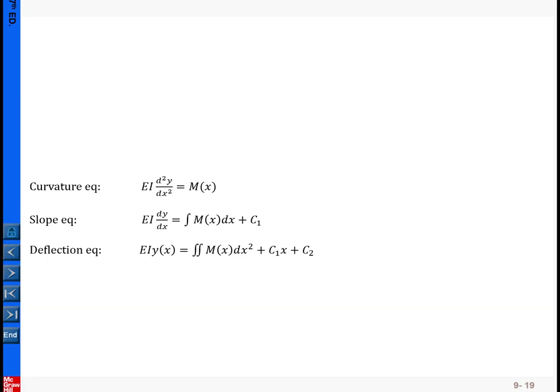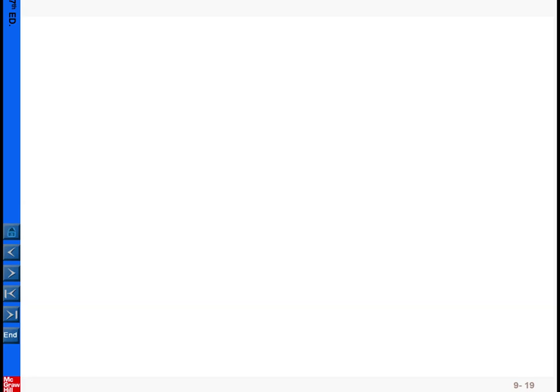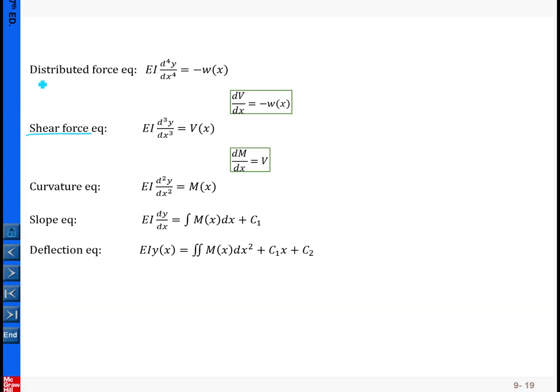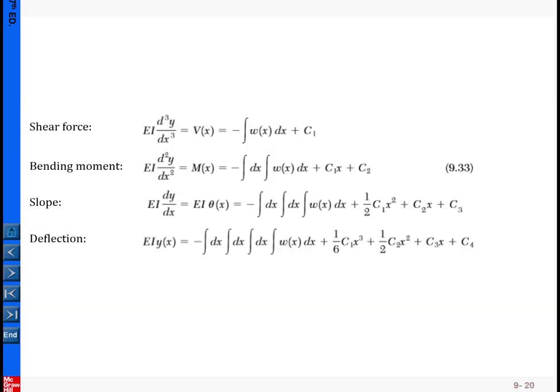From the previous sections, we know we are starting from the curvature equation. Then we have a slope equation, we have deflection equations. And here again, this is a summary of what we have done. We take the derivative of moment M, and we get V. So this equation is called the shear force equation. And again, we take the derivative of the shear force, and we get the distributed loading. So from those individual differential equations, we can integrate individually step by step.